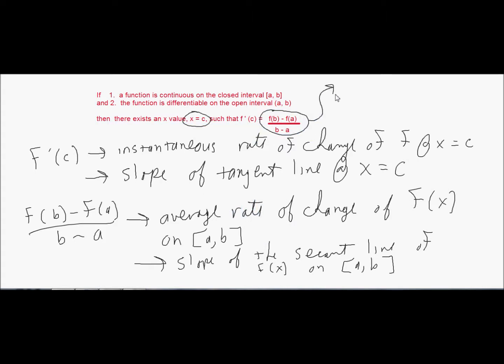If you look at f of b minus f of a, well, that's the same exact thing as y2 minus y1 over x sub 2 minus x sub 1. That's slope. It's slope between 2 points. That's all this thing says.